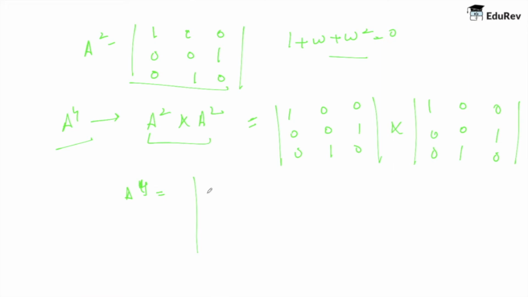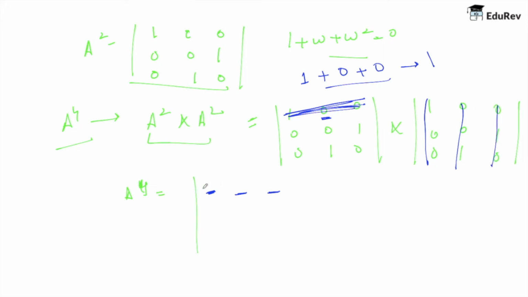To find the first place, I need to multiply and add. That is 1 into 1 is 1, then 0 plus 0 and 0 plus 0. So it will be 1. Similarly, for this position, I have to multiply this row with this column, and for the third position I need to multiply this row with the third column. The answer I'll get is 1 0 0, and similarly I need to do it for the other rows. That is 0 1 0 and 0 0 1, and finally this will be equal to I.